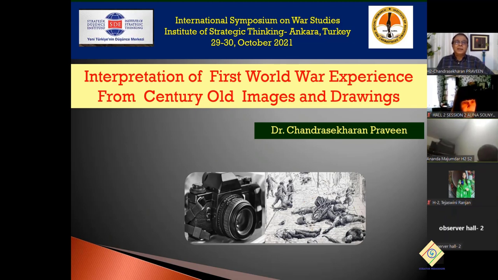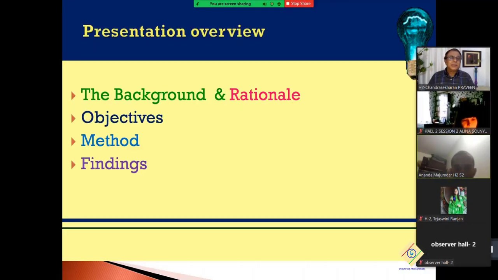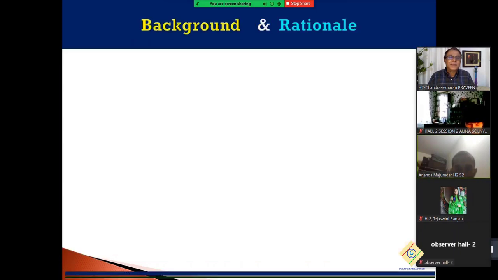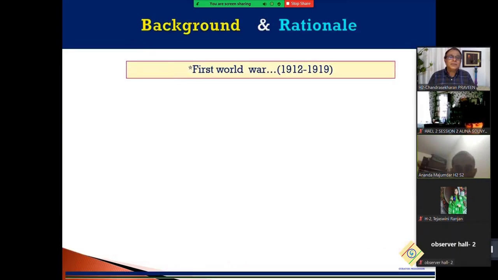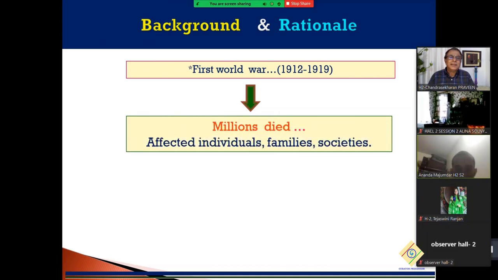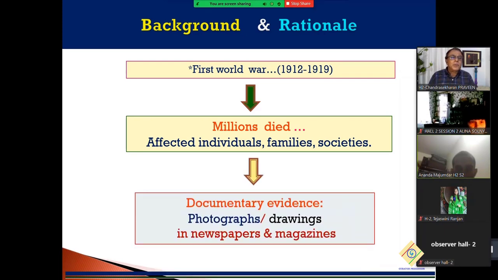I'm trying to interpret the First World War experience from images and drawings which are 100 years old. I'll quickly tell you something about the background, the rationale for the study, the objectives, the method, and the findings. We know that the First World War, 1914 to 1918, millions died. It affected families, individuals, and society. And the documentary evidence we have is basically photographs and drawings in newspapers and magazines.